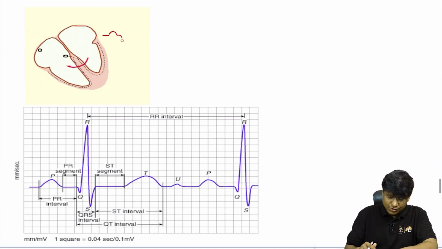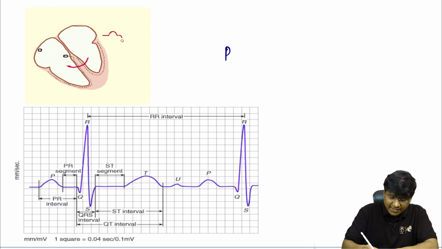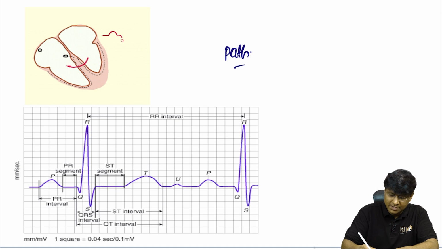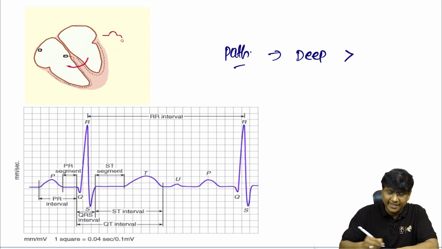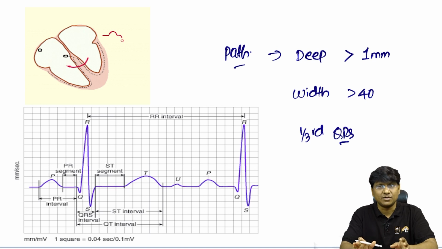Then coming to the Q wave. In a normal individual, the Q wave will be very small or completely absent. But what are the conditions where you will have the pathological Q wave? First of all, what do you understand by the term pathological Q wave? Pathological Q wave means it should be deep, where the depth of the Q wave should be more than 1 millimeter, whereas the width of the Q wave should be more than 40 milliseconds, and it should be 1/3 of the QRS complex. This is what is called a pathological Q wave.